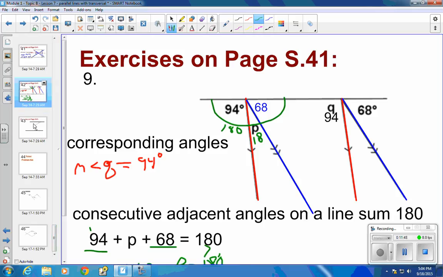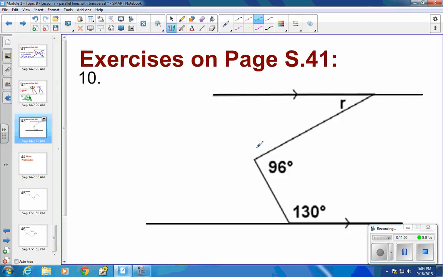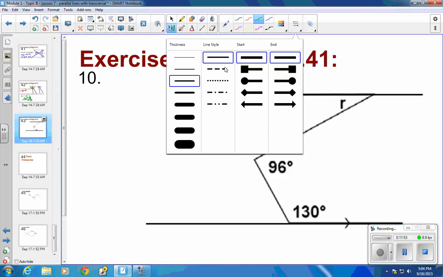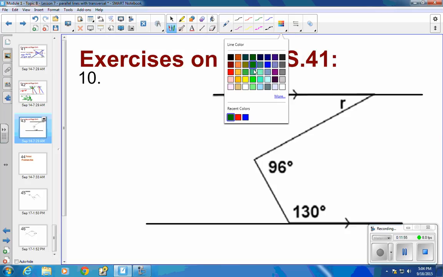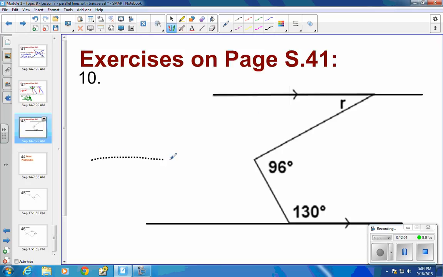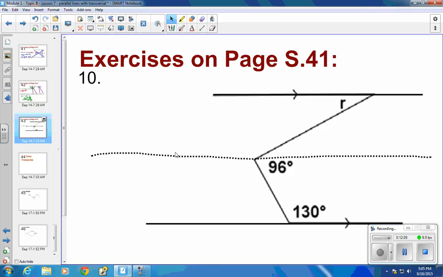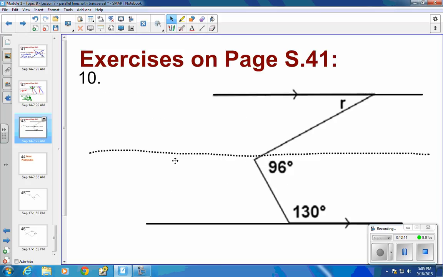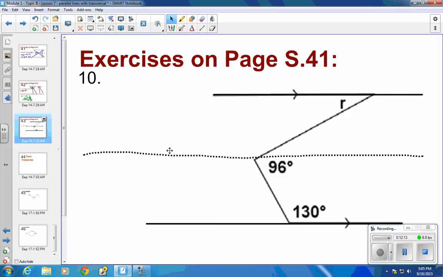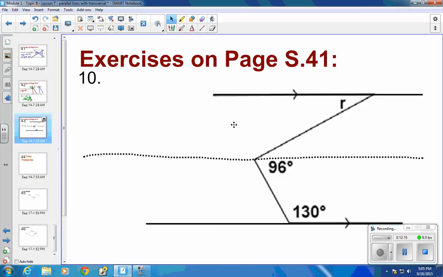And the last example problem. So here's another one. It's got a point. If it's got a point, we add an auxiliary line. And we can just make it black. The auxiliary line comes straight through there. Okay, the auxiliary line would be parallel to the top line and the bottom line. It's right here in the middle. And now we need to figure out what this R is up here. So we're going to start at the bottom and work our way to the top.